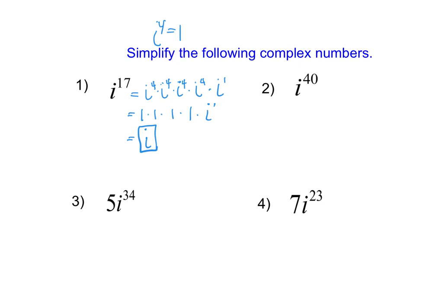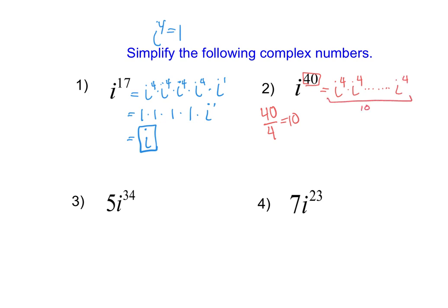Now if we look over at i to the 40th, the shortcut that we can think through is we can look at this number, and if this number is divisible by 4, we know that it's going to have a bunch of i to the fourths that are equivalent to that number. So because we have i to the 40th, and 40 divided by 4 is a nice, even 10, what that's telling us is we're going to have i to the 4th times i to the 4th, multiplied by i to the 4th a total of 10 times.